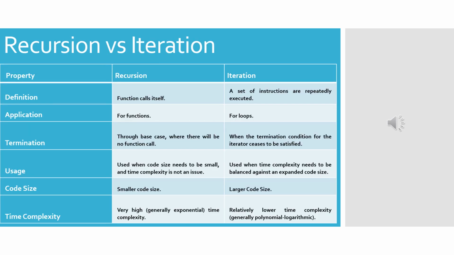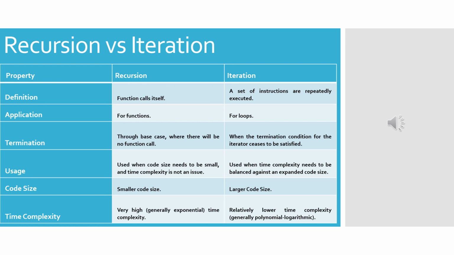Now let us see the comparison between recursion and iteration. As I have already said, recursion can be used as a substitute of iteration. Now let us see the points of difference. Definition: in recursion, a function calls itself, and in iteration, a set of instructions are repeatedly executed. Application: recursion for functions and iteration for loops. Termination: recursion through a base case where there will be no function call, and iteration when the termination condition for the iterator ceases to be satisfied.